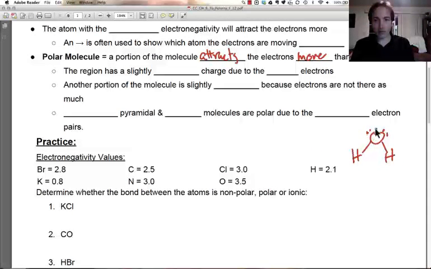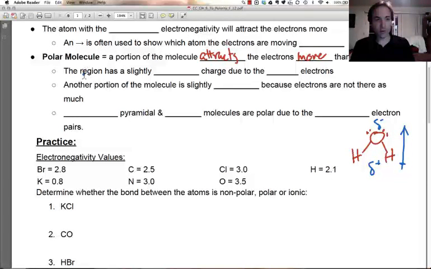It turns out that oxygen is so much more electronegative than hydrogen that the electrons are going to hang out on the oxygen end, and this end is going to be slightly negative. Since the electrons are not hanging out with the hydrogens as much, that end is slightly positive. If we were going to use that arrow notation, we would draw the arrow pointing towards the oxygen end, and on the hydrogen end we'd put our little positive. This is what we call a polar molecule.